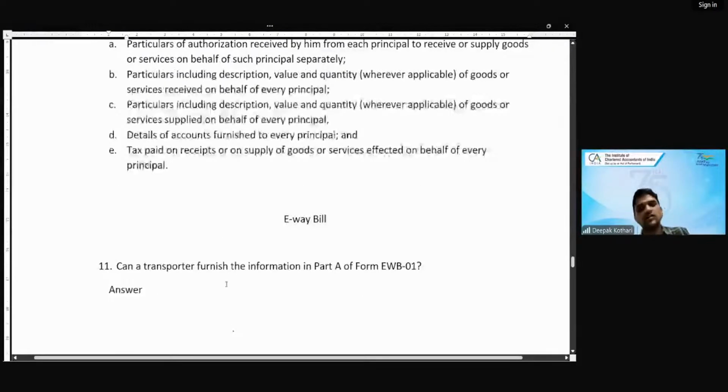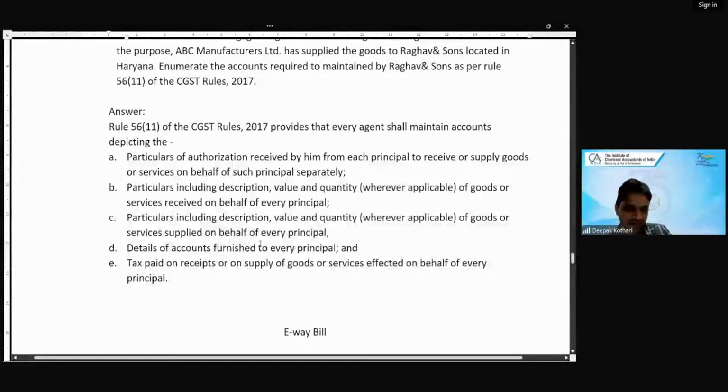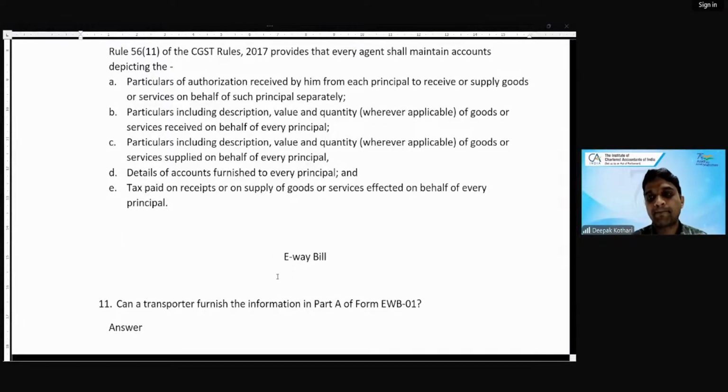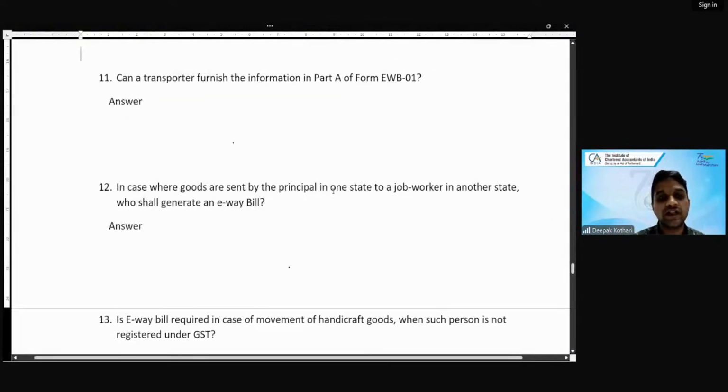So accounts and records, these are the things. I have not added many questions on accounts and records because you may get mostly theoretical questions on accounts and records. Correct. Okay, next we move towards e-waybill.